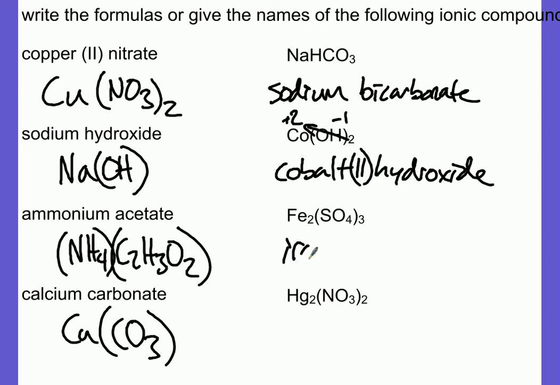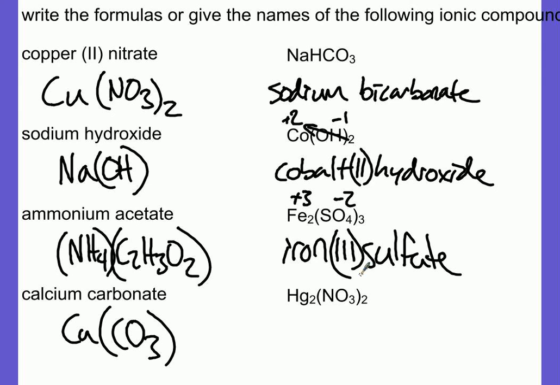This next one is an iron sulfate, as you can see. But again, I got to figure out which iron. If I move up that 3, it's a +3 here. The 2 gives me a -2 over here. Sulfate does have a -2 charge, so this is iron 3 or ferric sulfate.